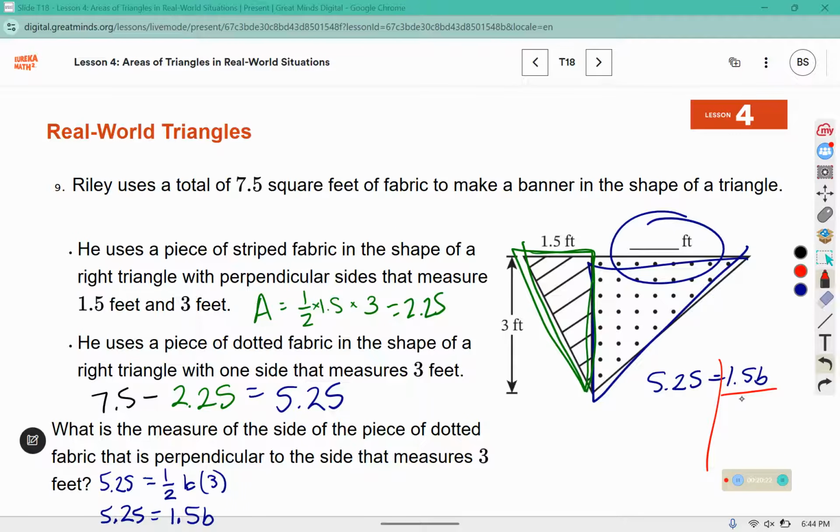I'm going to divide both sides by 1.5. That will leave me with b over here. And 5.25 divided by 1.5 is 3.5. So that missing side length is 3.5 feet.